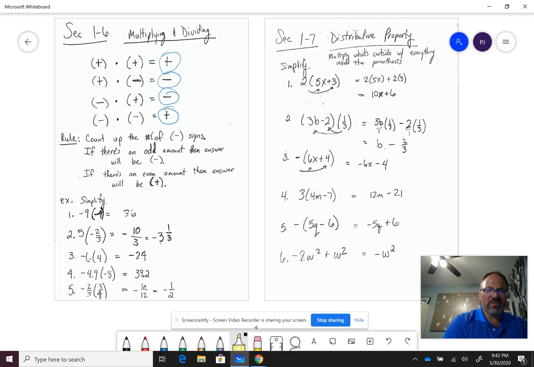So here for the first one, we have a negative and a negative. That's an even number, and notice my answer is positive. Here we have a positive times a negative. Oh, that's an odd number, which means my answer is going to be negative. A negative times a positive means it's a negative. A negative times a negative, that's a positive. It's an even number of negative signs, positive answer. And a negative times a positive is a negative.